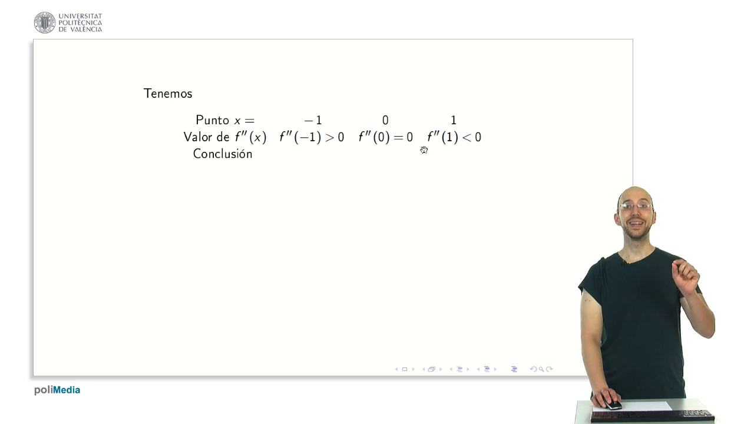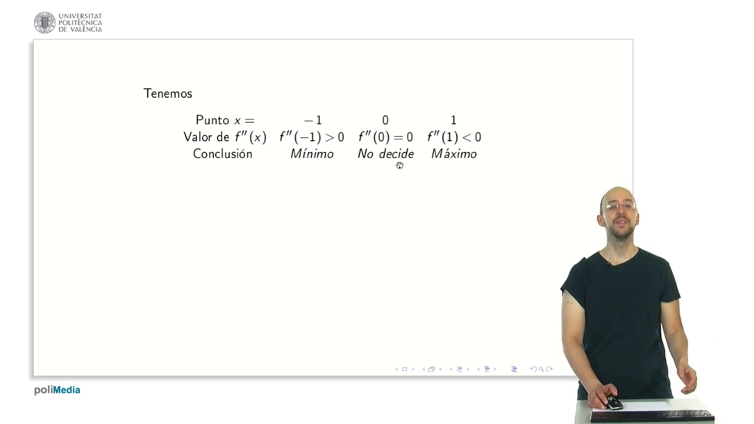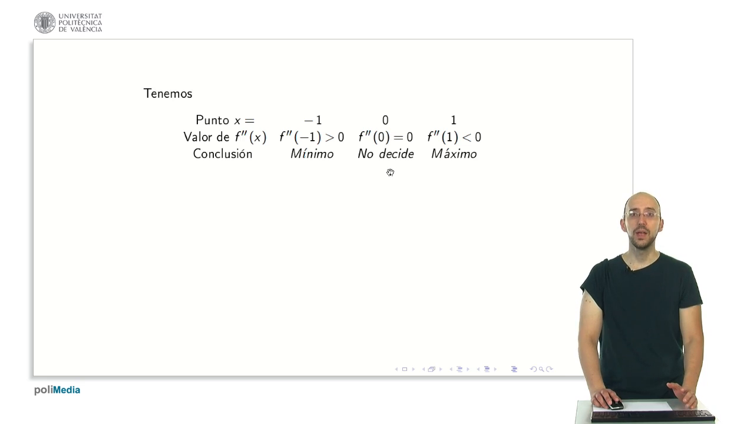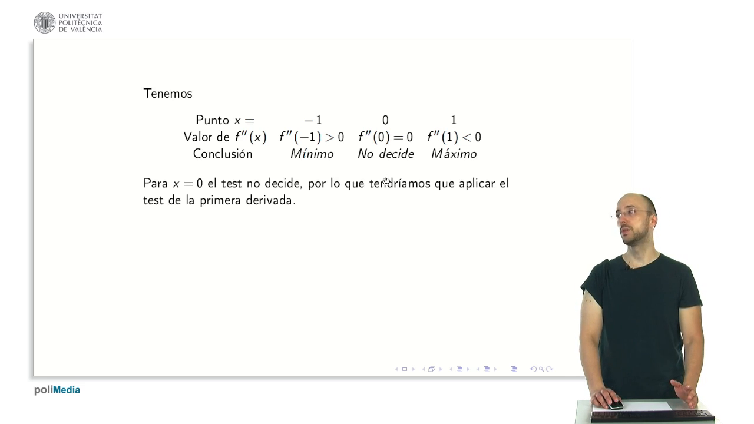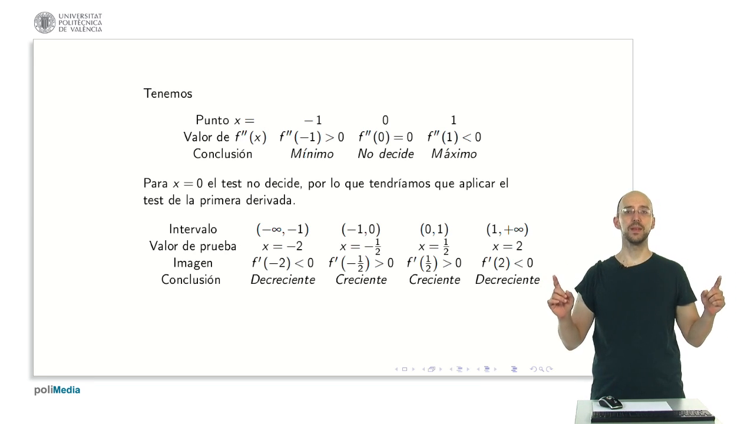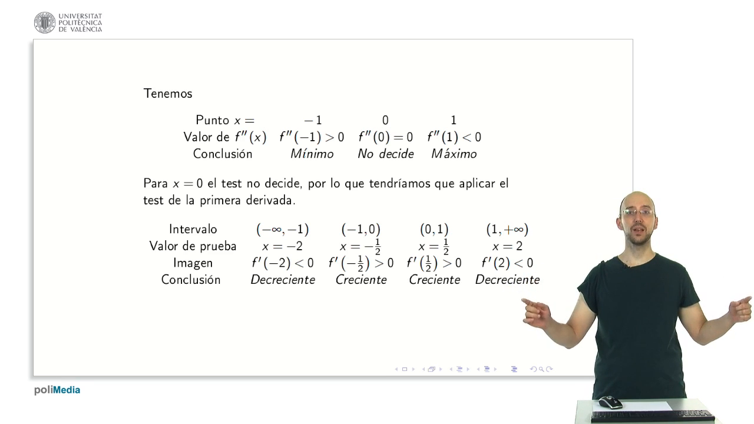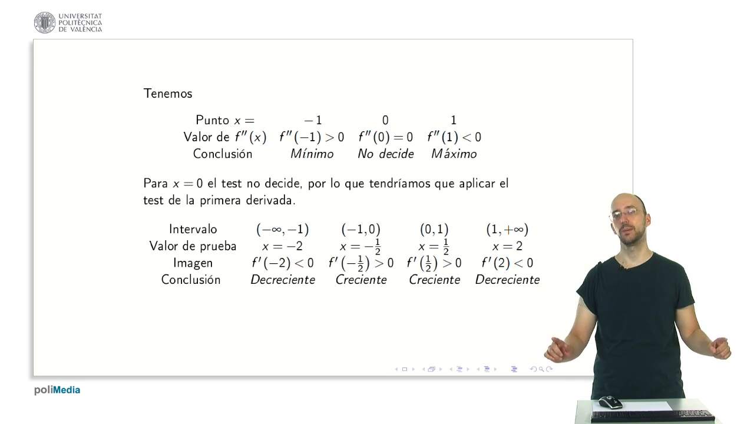By applying the second derivative criterion, we can conclude that at minus 1, we have a relative minimum because the second derivative is positive. At 1, we have a relative maximum because the second derivative is negative. For 0, the criterion is inconclusive. So we would need to apply the first derivative criterion for that point. This is summarized in the table, and we classify the critical points by dividing the real line into intervals and studying the sign of the first derivative in each of those intervals.